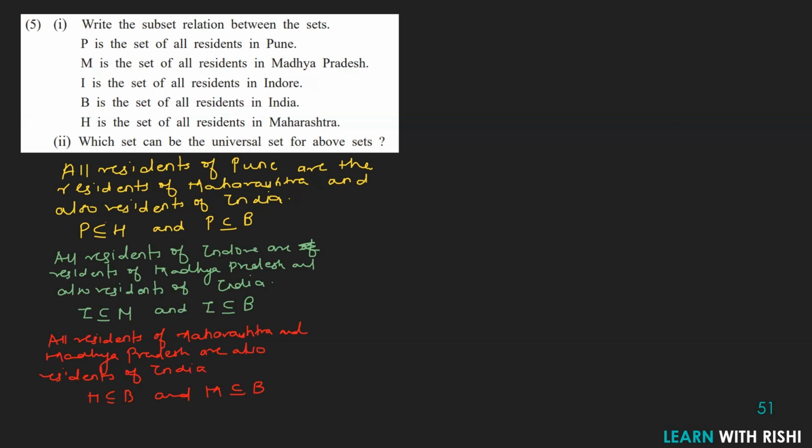Now we have to tell which set can be the universal set for the above. Of course, the set of residents in India will be the universal set, because all the residents in Pune, Madhya Pradesh, Indore and Maharashtra are living in India. So set B will be our universal set. So for question number 2, you can write the answer as: set B can be the universal set for the above sets.